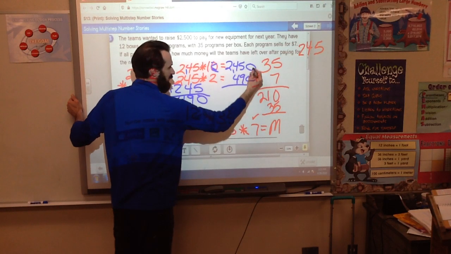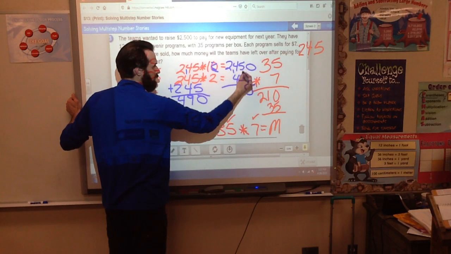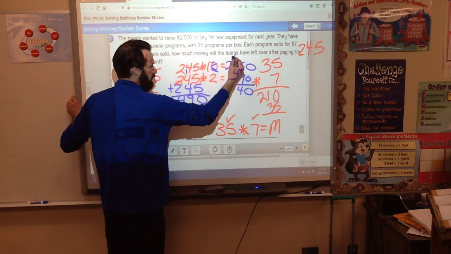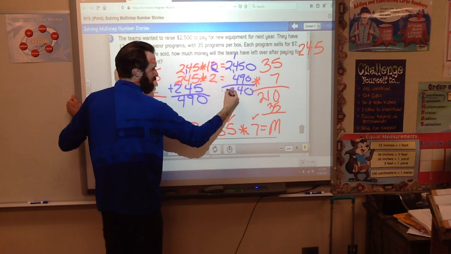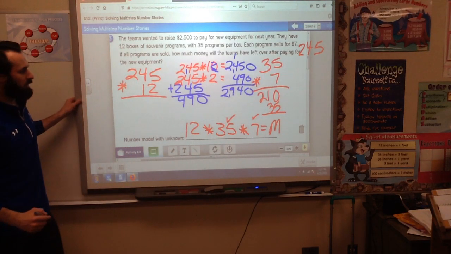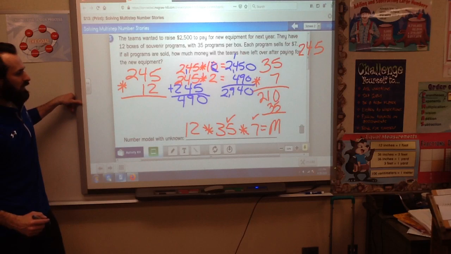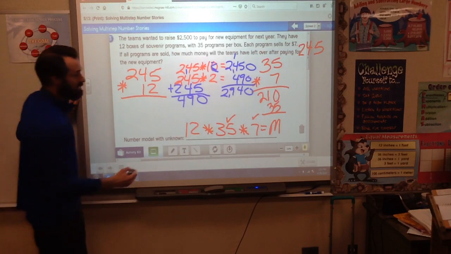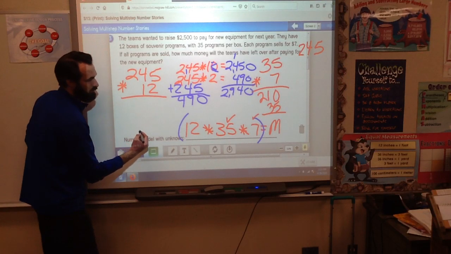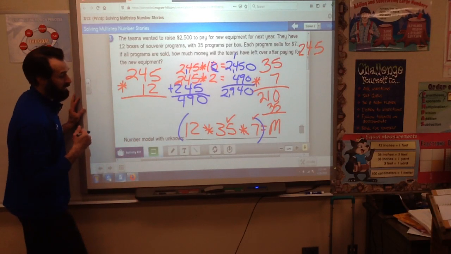Now we can add those together. 0 and 0 is 0. 5 and 9 is 14, carry that 10. 4 and 4 is 8, 1 more is 9, and $2,940. But the question is, how much are they going to have left? Which we forgot a step here. We have to do all of this, and then take, oh, that's my fault.